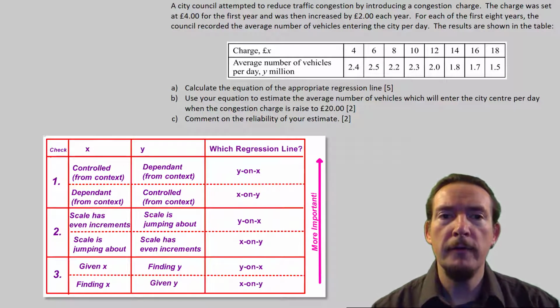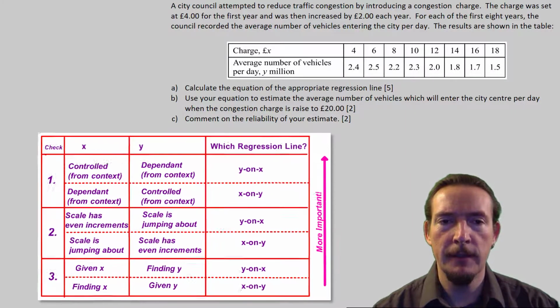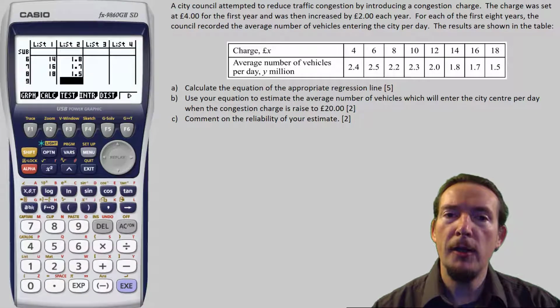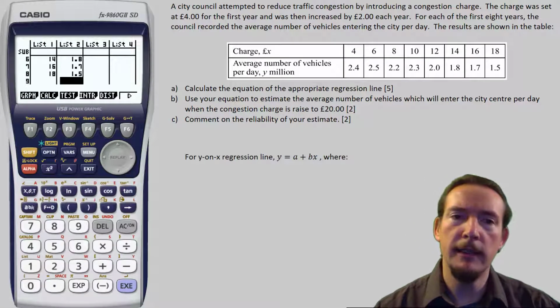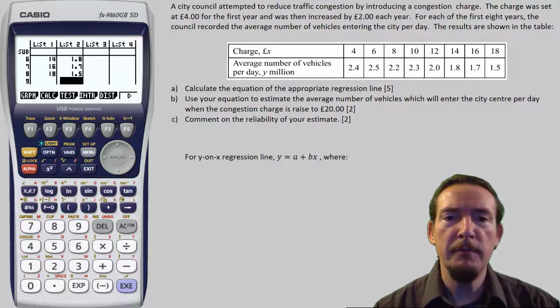Now, all three of our checks are telling us to use y on x here, but remember these checks are in order of importance, so if they did disagree with each other, context is the most important and overrules all other considerations. So we want to use the y on x regression line, which is given by the formula y equals a plus bx. We will need to find b first, the gradient of the regression line.